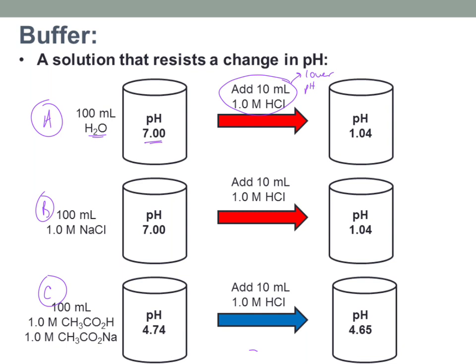If I add 10 milliliters of a 1 molar solution, that's actually going to drop my pH all the way down here to 1.04. It's going to drop like crazy. There's a big, big drop, right? That's the idea. There's a very large drop in pH. So I'm going to write that here. Large drop in pH.